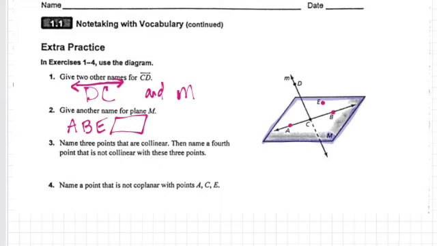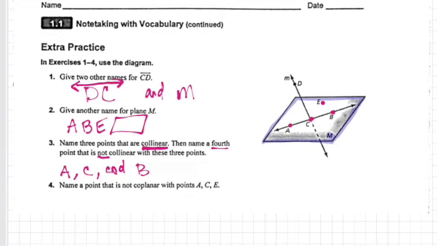Next, now we need to name 3 points that are collinear. Well, we just kind of did that in the last one. Collinear means on the same line. Then I need to name a 4th point that is not collinear. So let's start with the 3. We just did that. 1, 2, 3. These 3 are collinear. So I could say A, C, and B are collinear. And then name a 4th point that is not collinear.